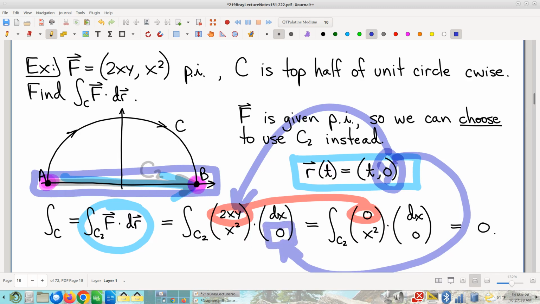how much does y change? If y is 0 and always 0, how much does it change? Well, it doesn't change. It's always 0. So dy is 0. And that makes this dot product immediately 0. Game over. We win. No trick. Right? Didn't even really have to parameterize.